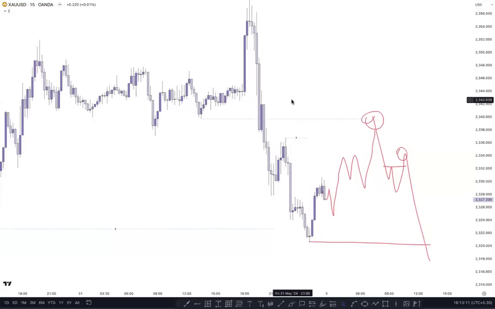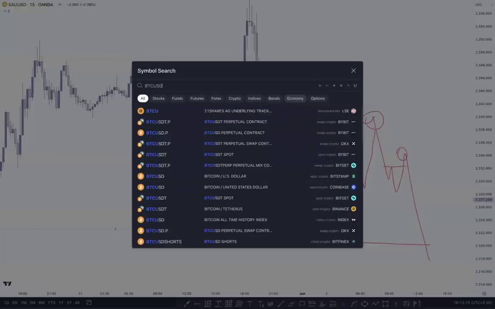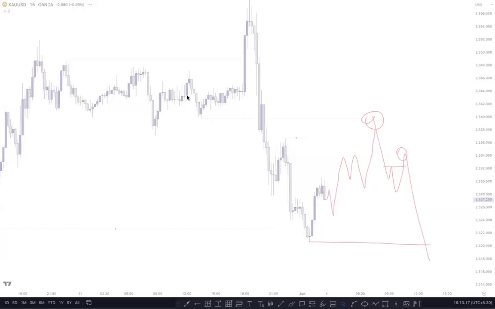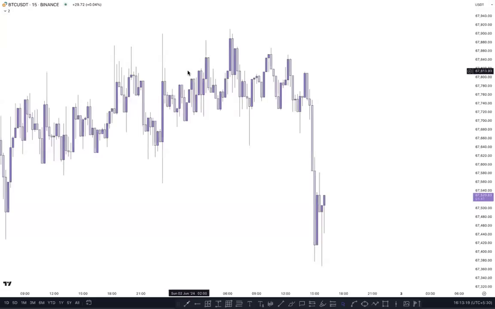So let's check another one here, BTC USDT, and after that I will do Bank Nifty.